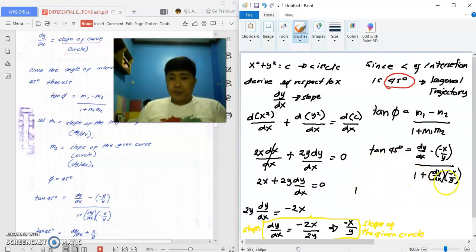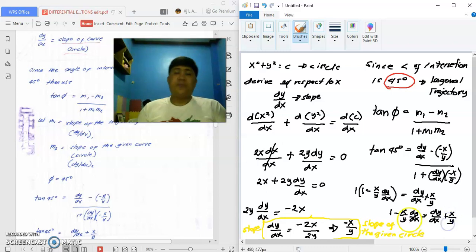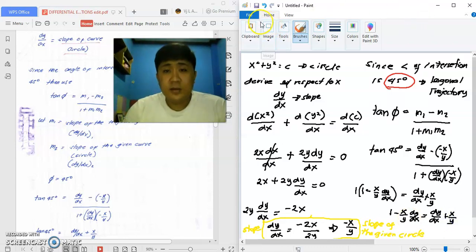So now we have 1, we can transpose this 1 to the other side. So you will have 1 times 1 plus, so we have now negative times positive, we have negative x over y dy over dx, right, equals dy over dx plus x over y. So now, when you multiply this, you'll just have 1 minus x over y dy over dx equals dy over dx plus x over y.